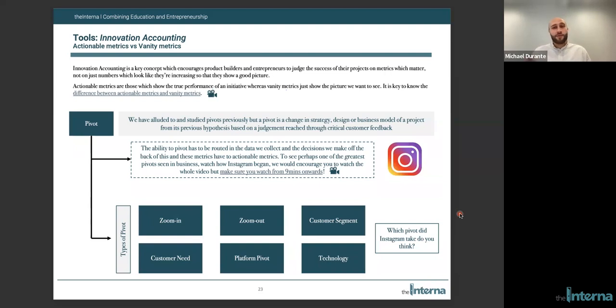Because if we're getting a few more customers and our revenue is increasing, well, everything looks fine and dandy. But what about if the revenue per customer is decreasing? Does that give us a sustainable business model? Or indeed, what metrics should we be looking at?